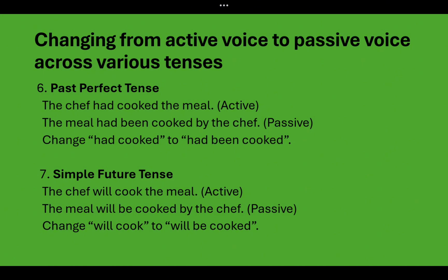Number 6. Past perfect tense. The chef had cooked the meal. Change had cooked to had been cooked, and make the object the new subject. The sentence becomes, the meal had been cooked by the chef, in the passive voice. Number 7. Simple future tense. The chef will cook the meal. Change will cook to will be cooked, and make the object the new subject. The sentence becomes, the meal will be cooked by the chef, in the passive voice.